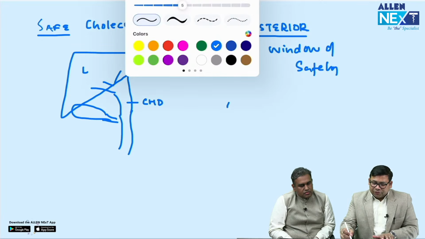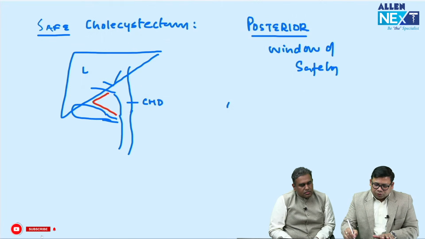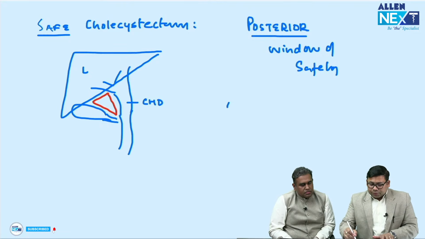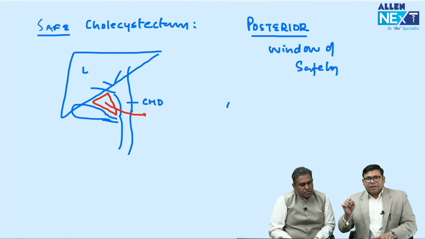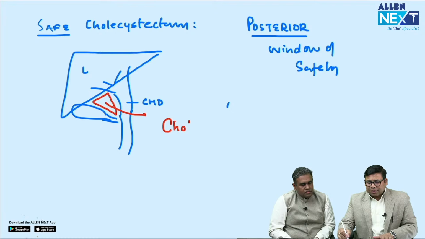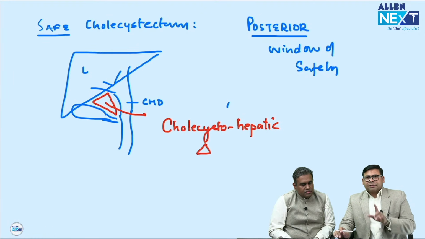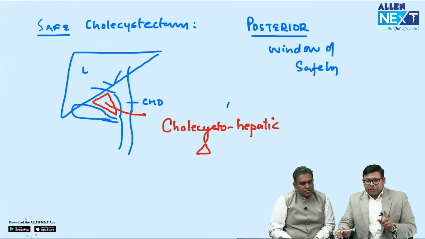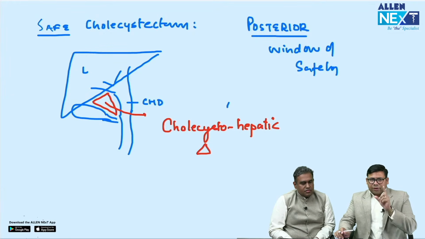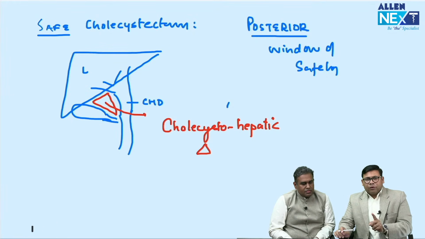So the first thing that we should understand is opening up this posterior space, and this space which is known as posterior window of safety, this is what is classically known as cholecystohepatic triangle. Now there was a lot of controversy that, okay sir, this is what we consider as Calot's. No, this is not Calot's. Actually, truly speaking, this is not Calot's. Remember, the first thing is posterior window of safety.